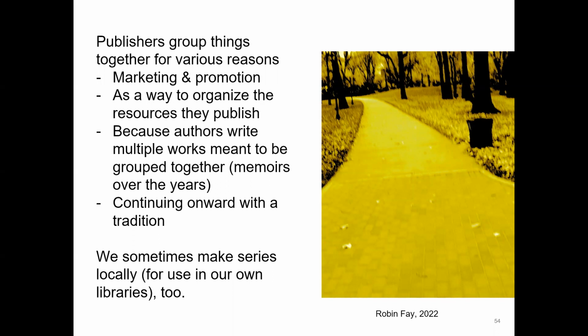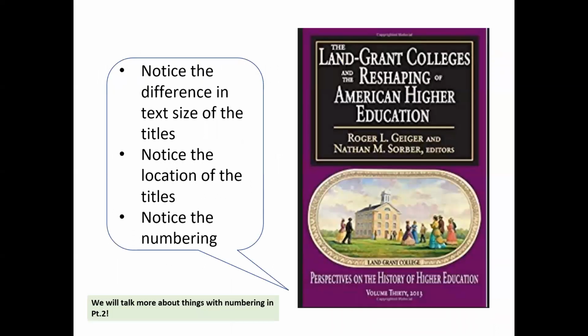And again, we're going to really dive into that next time, but I did want to just point out a couple of things in terms of things with numbering. So when you are looking at a resource, and this is going to be easier to see in a physical resource than in a digital resource, where you may be looking at a screen representation, again, you're looking for things like changes in font sizes. That tells you something about what the publisher thinks is important. The location of the titles.